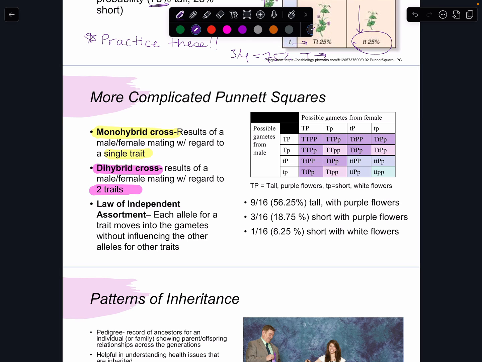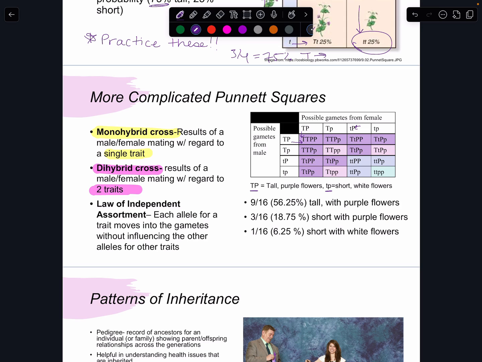If you look at the little picture down here, capital T, capital P means tall purple flowers, and lowercase t, lowercase p is short white flowers. This one is written with the lowercase first, and for this I think that's okay. Make it a habit to write the capitals first because it makes it easier to see, but this will help keep it straight going down the columns. You see that it combines the same way. You're just combining what the column and the row give you for each letter. So that would be capital T, capital T, capital P, capital P.